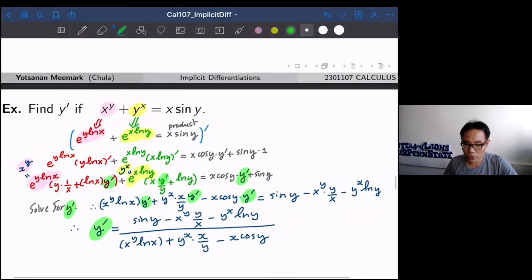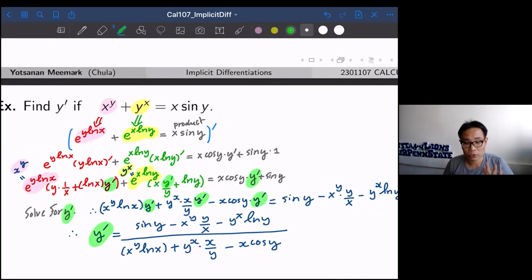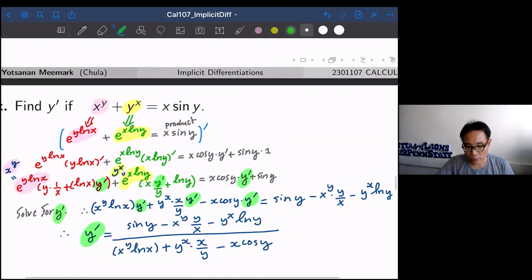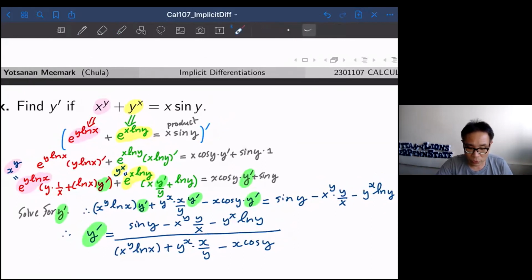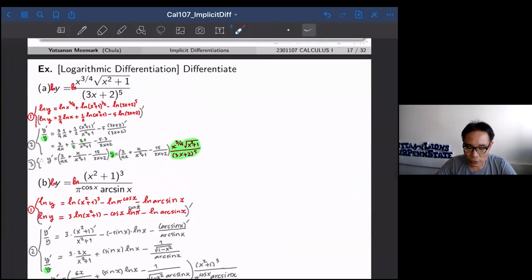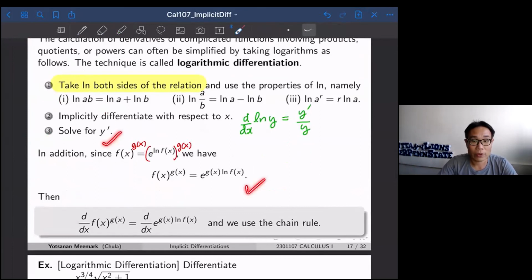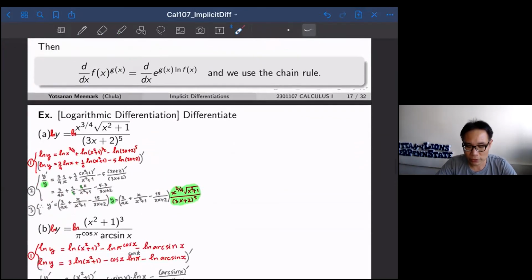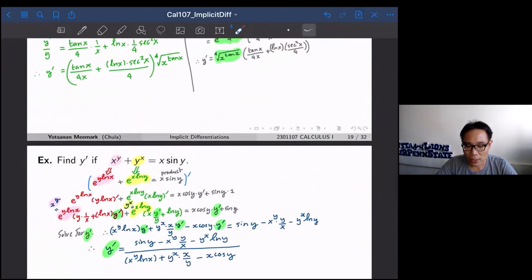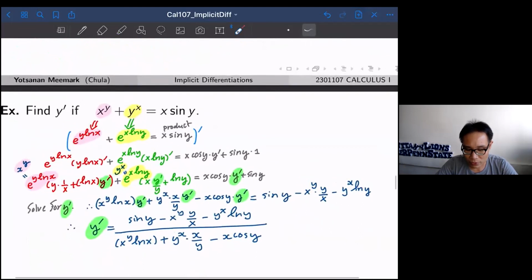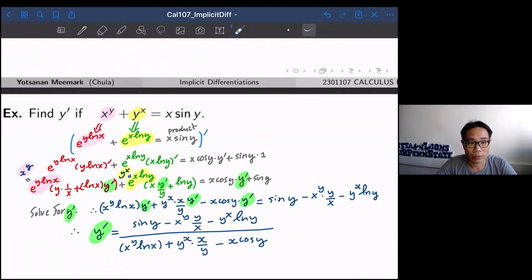So you see, the important point is that for this one we are not allowed to take log of both sides. However, we do this by changing x to the y into e to the y log x, and changing y to the x into e to the x log y. This will allow you to find y prime. So it's going to be useful for this method or that method. You have two choices in order to find the derivative, and this technique is called logarithmic differentiation.